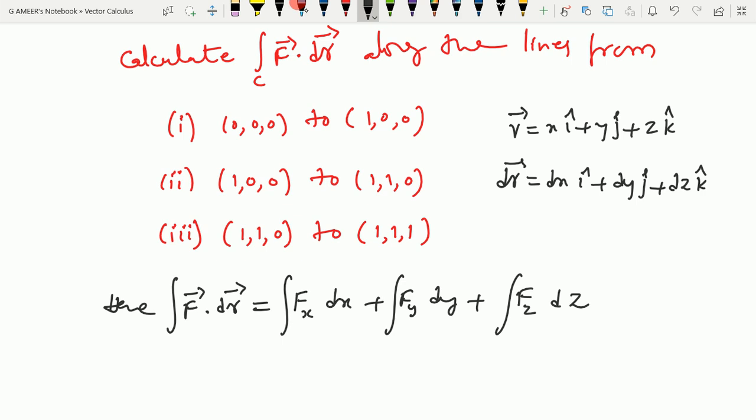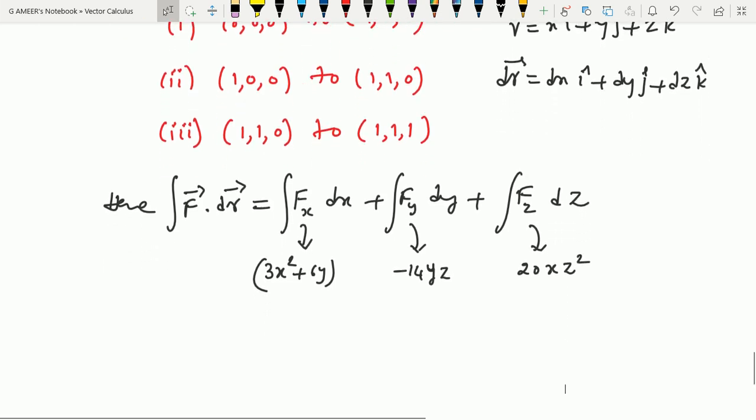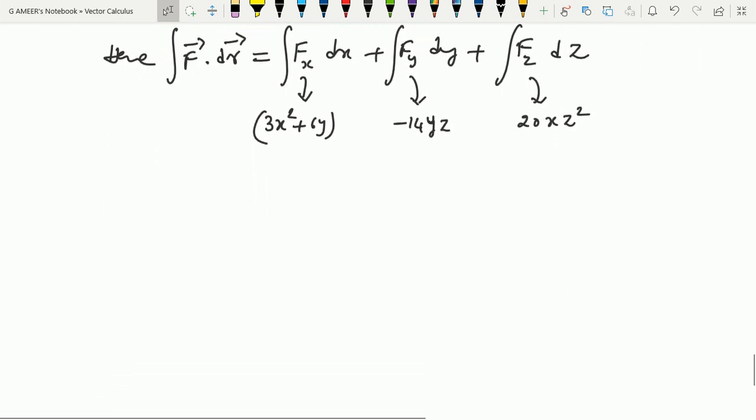Okay. So what is the x component? It is given in the problem. X component is 3x square plus 6y. What is the y component? Minus 14yz. Then what is the z component? 20xz square. So finally, let us go for the first problem. We need to do the integration for the first problem.